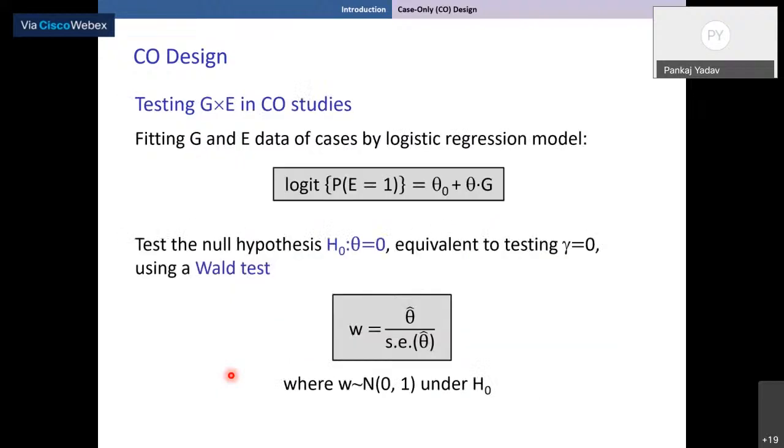So now coming back to the model that is employed in this case only design. How do we do the testing here?